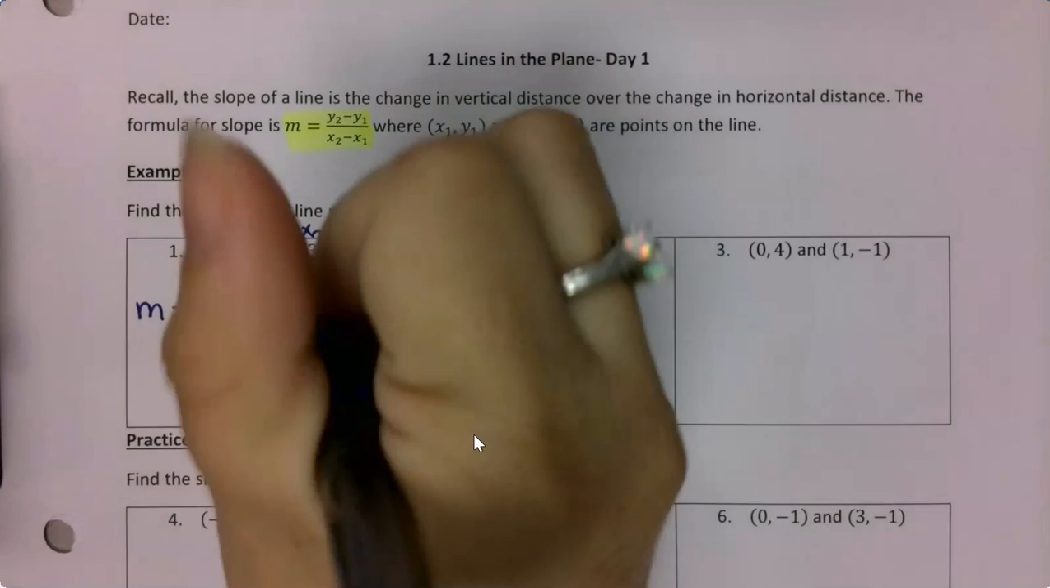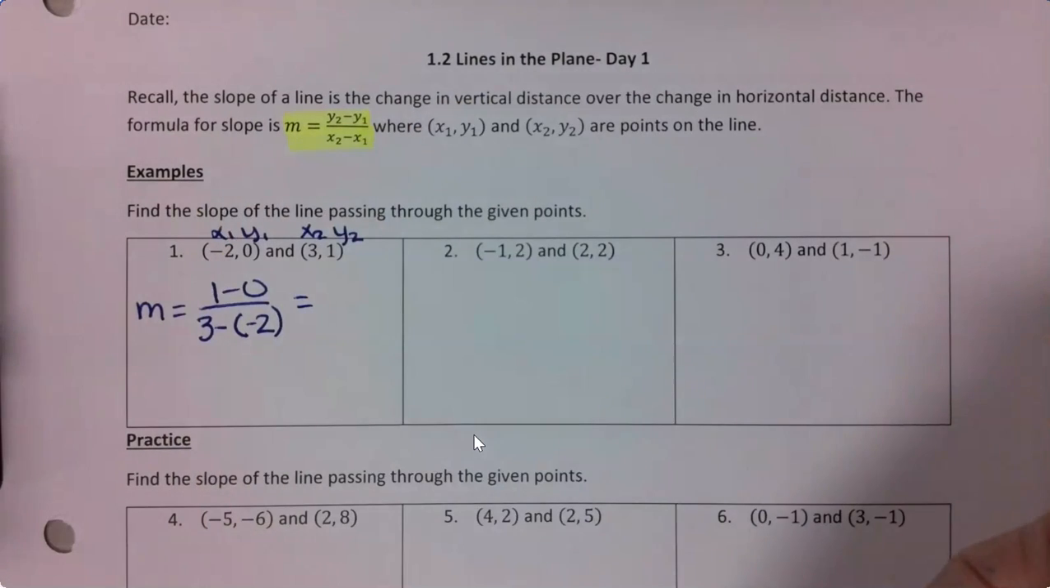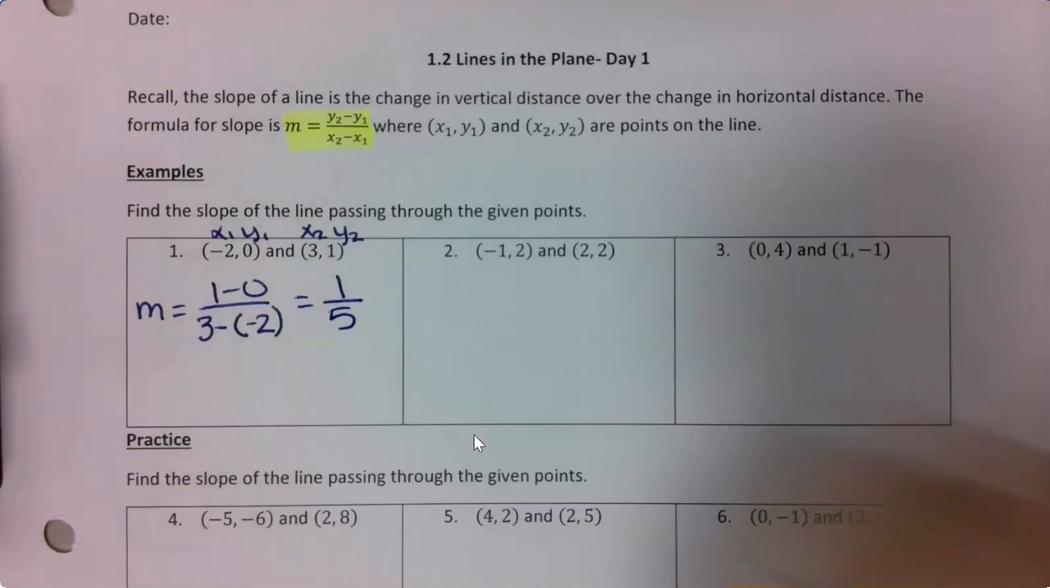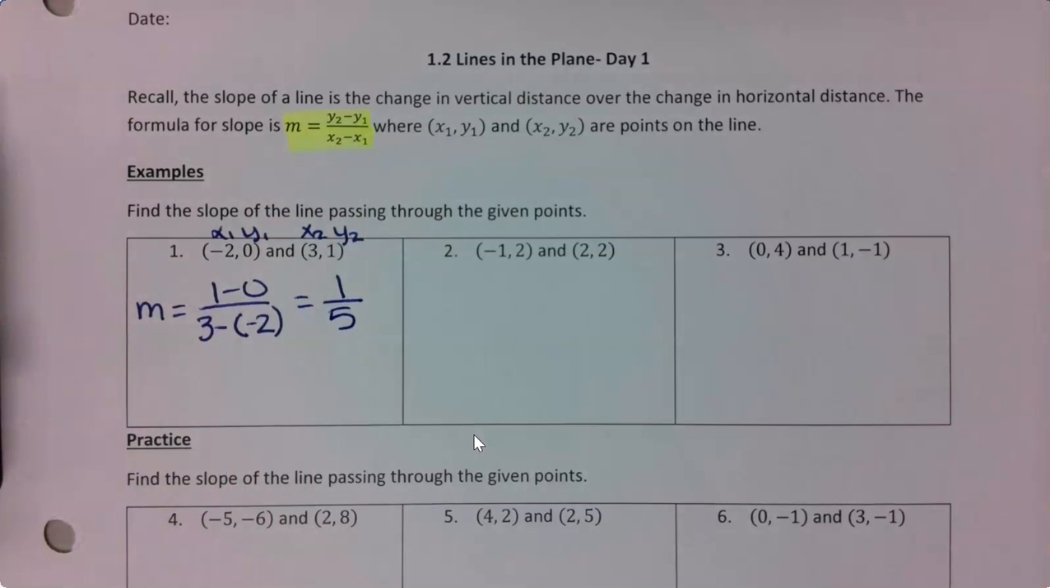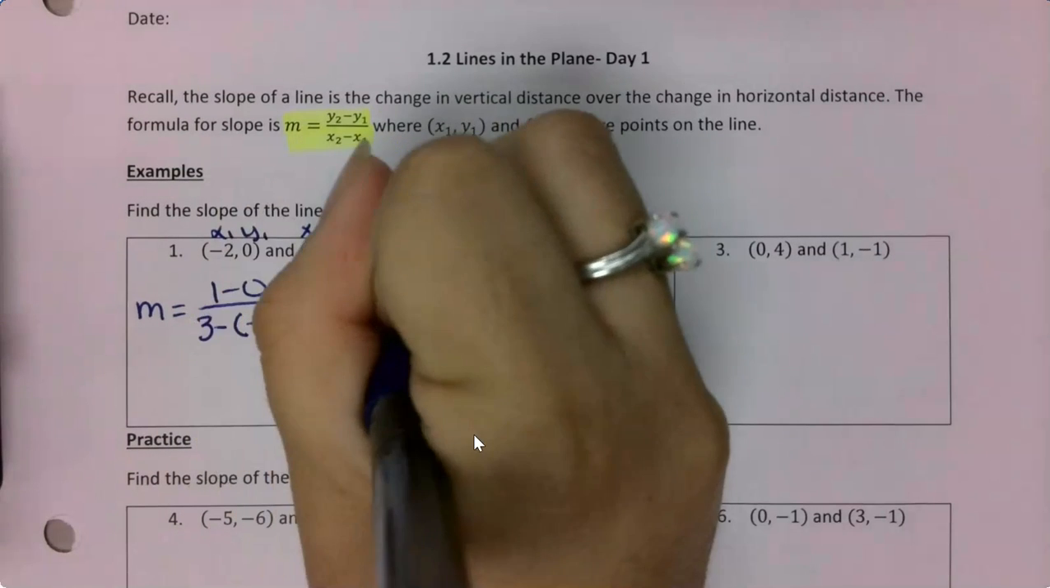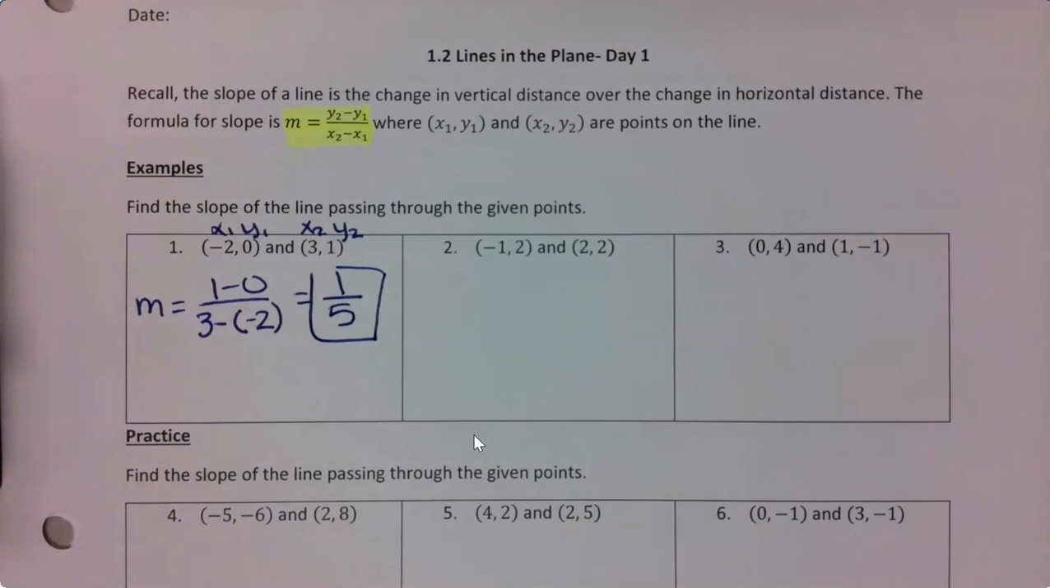Okay, so what is 1 minus 0? 1. And 3 minus negative 2? 5. It's the same thing as adding here. Can I simplify this fraction anymore? No. This is my final answer. Questions on number 1?